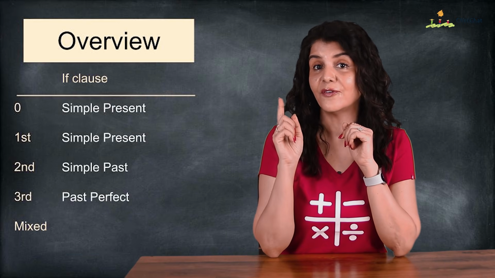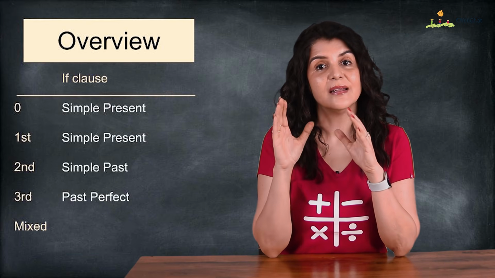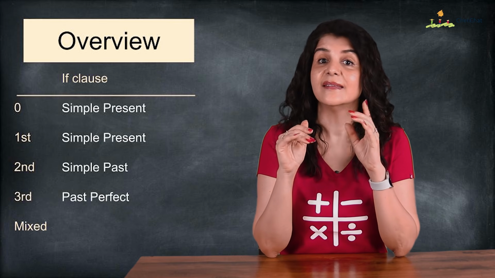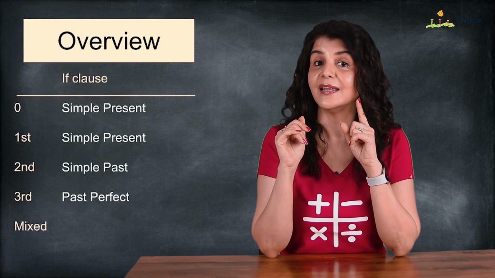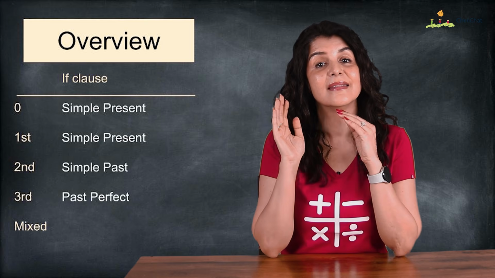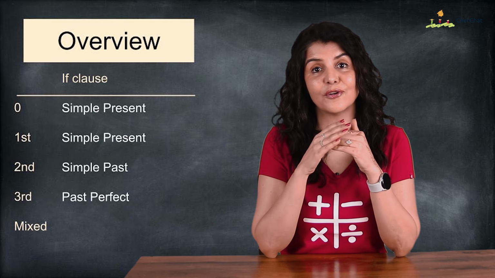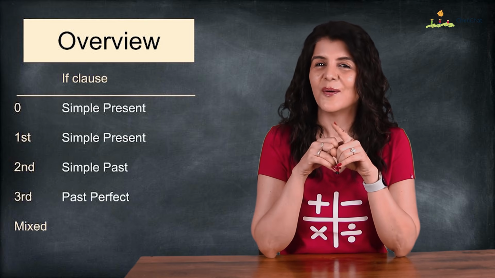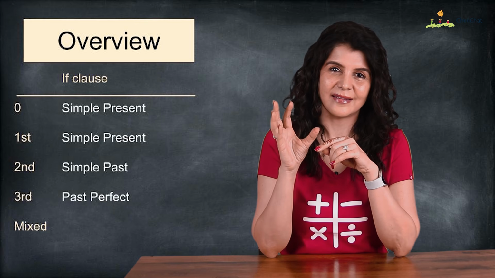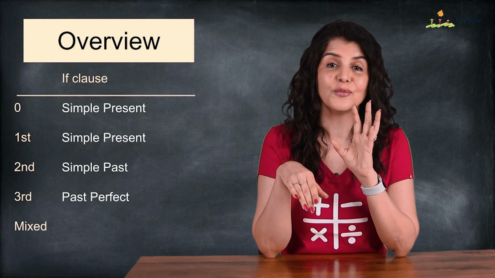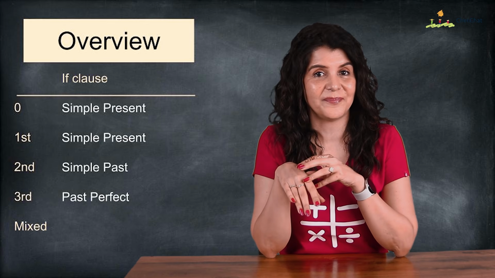Notice, in the 0 and the first conditional, the if clause is in the simple present tense. The second conditional has the if clause in simple past tense, and the third conditional has the if clause in past perfect tense. So this is your clue. Once you see the if clause in the sentence and you identify the tense, you can get a fairly good idea of which conditional it is already.